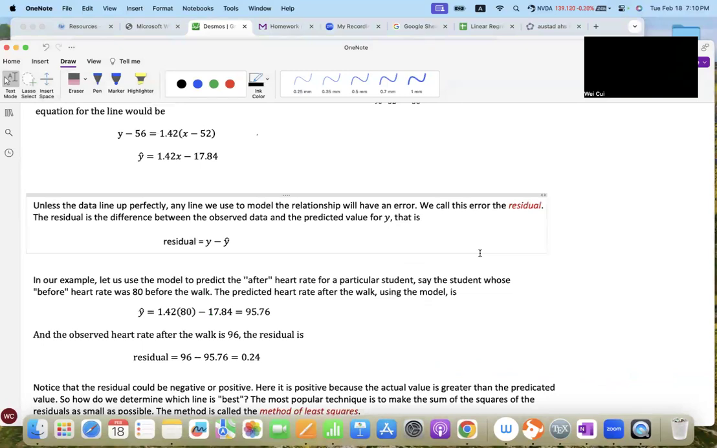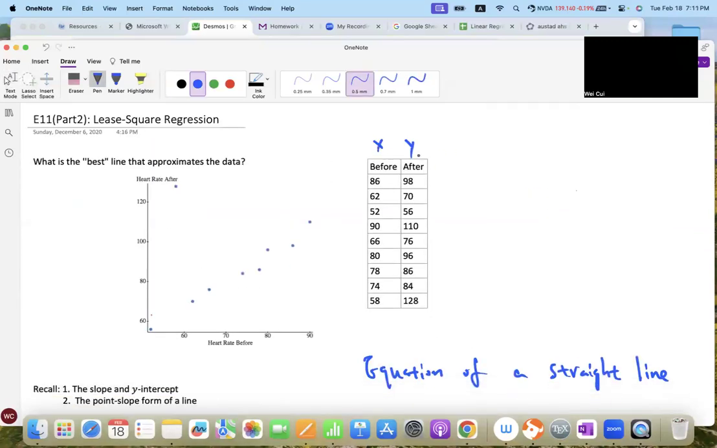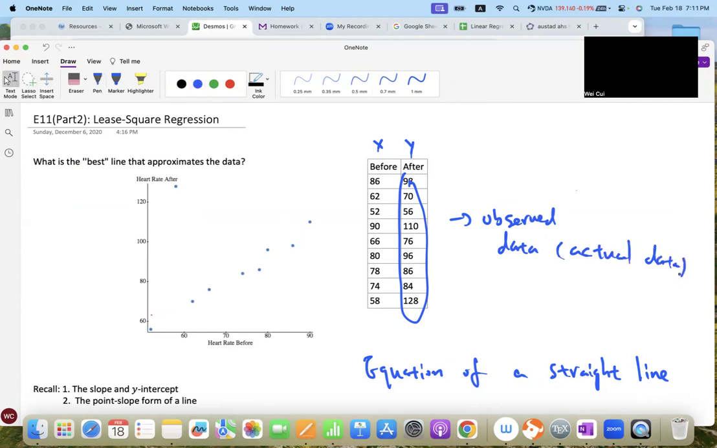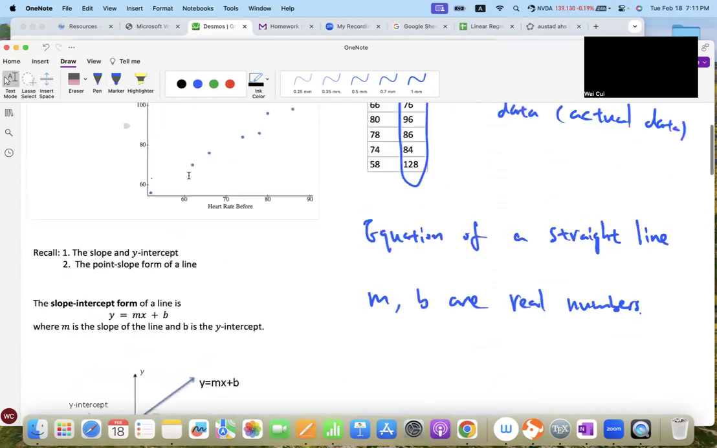Yes, we will use something called residue. You can think of residue as an error. It's the difference between the observed data and the predicted data. The observed data is the real data, the actual data: this is X, this is Y. And you use the actual data minus the predicted data. The predicted data is from the equation.